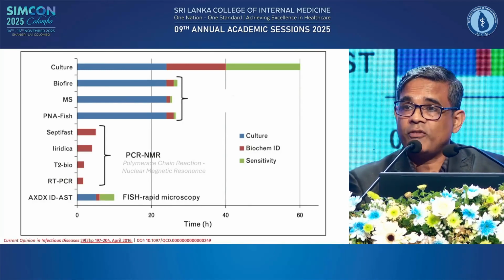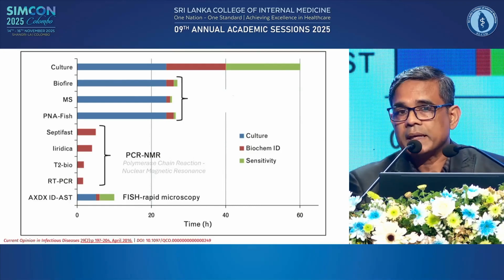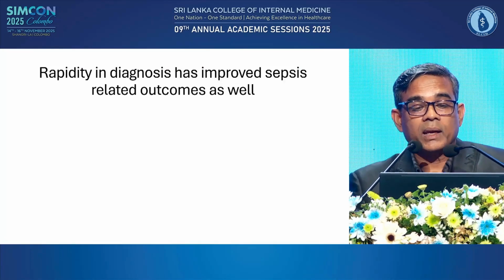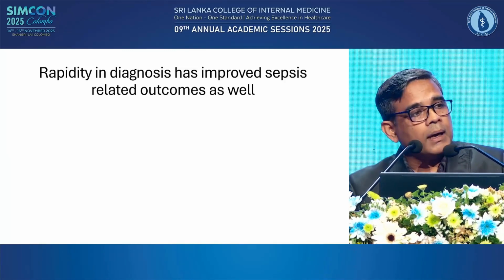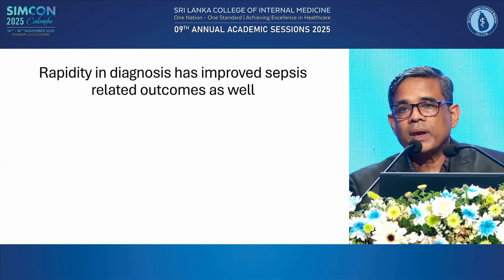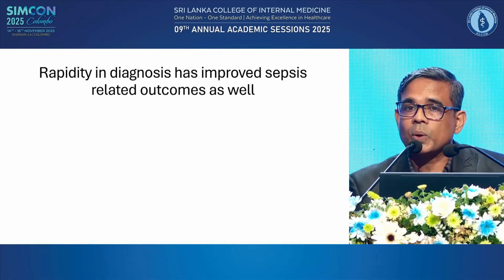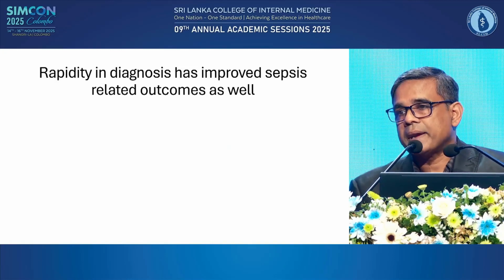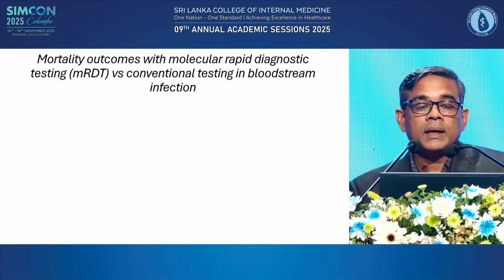There are certain commercial platforms like SeptiFast and Iridica. They will give the results within hours, and it will be helpful in sepsis and septic shock. So the rapidity in diagnosis has improved sepsis-related outcomes. Worldwide, we know sepsis yearly causes 11 million deaths. One way of countering sepsis is early identification of the pathogen so that you can target the therapy and the outcome will be better. So this rapid identification system, although costly, will be helpful in achieving that.